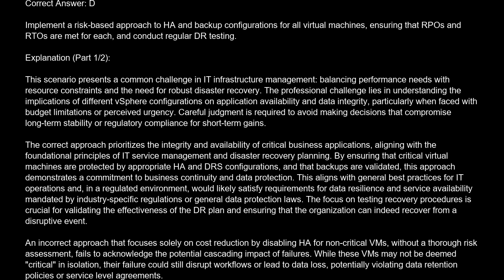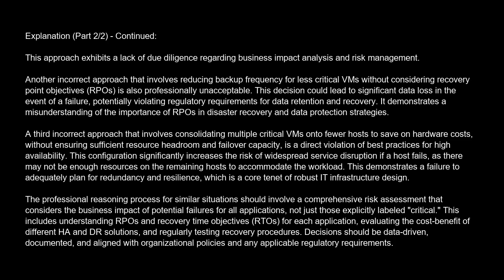An incorrect approach that focuses solely on cost reduction by disabling HA for non-critical VMs without a thorough risk assessment fails to acknowledge the potential cascading impact of failures. While these VMs may not be deemed critical in isolation, their failure could still disrupt workflows or lead to data loss, potentially violating data retention policies or service-level agreements. This approach exhibits a lack of due diligence regarding business impact analysis and risk management.